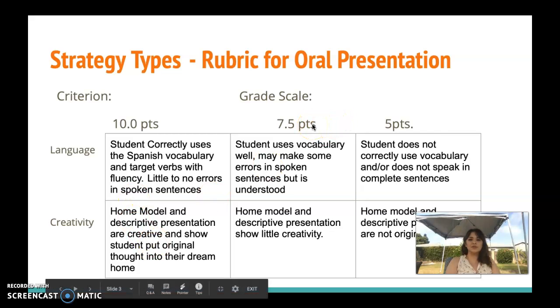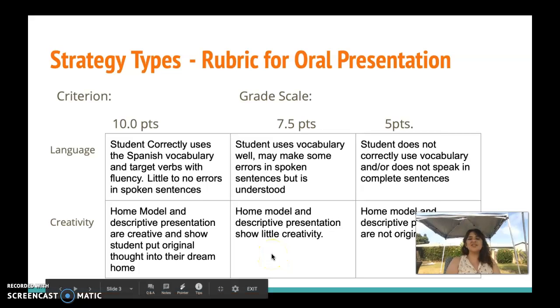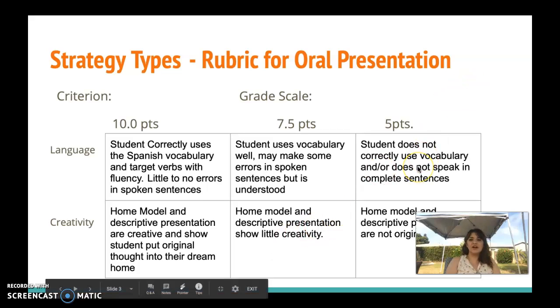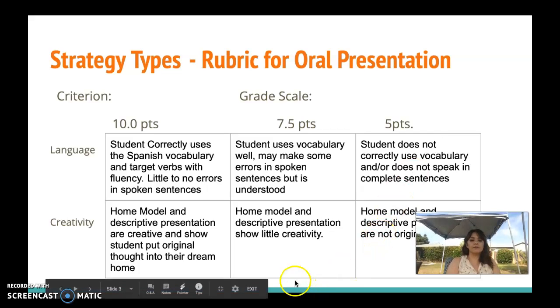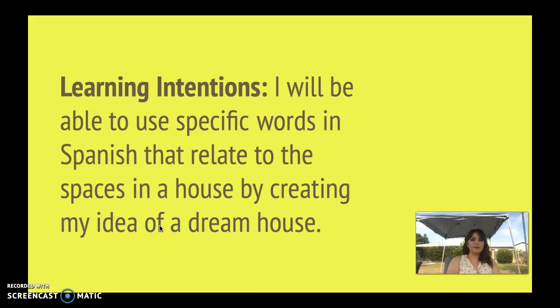7.5 points is where the student uses their vocabulary well. Maybe they make some errors or they don't use the verb correctly. And they show a little creativity, but overall it's not super outstanding. And on the 5 points, they're not using the correct vocabulary, or they're not speaking in complete sentences. Maybe they're not speaking complete sentences in Spanish. And their home model is not original. Maybe it's a replica or something that they've already seen.